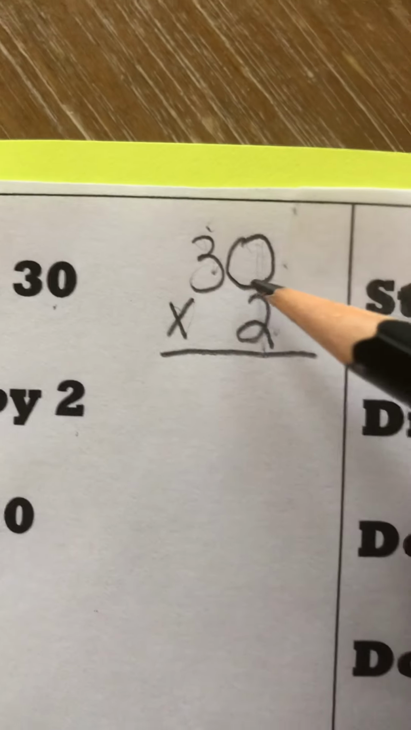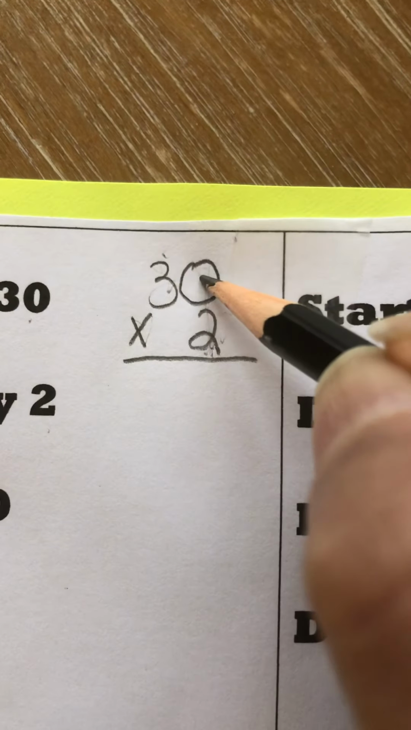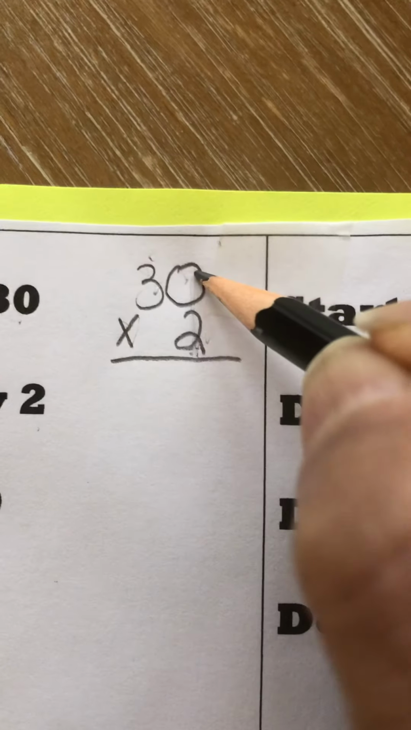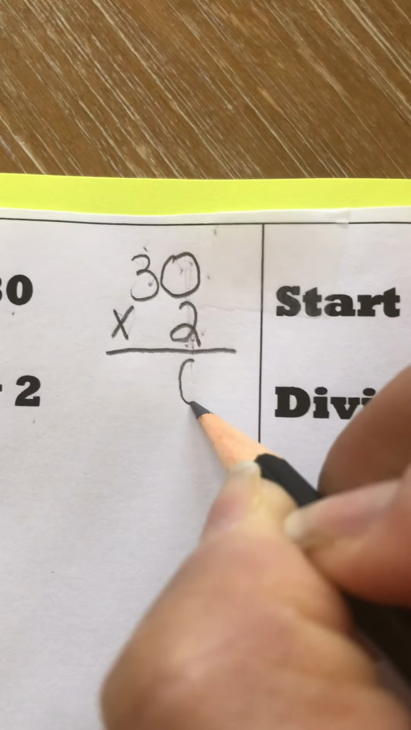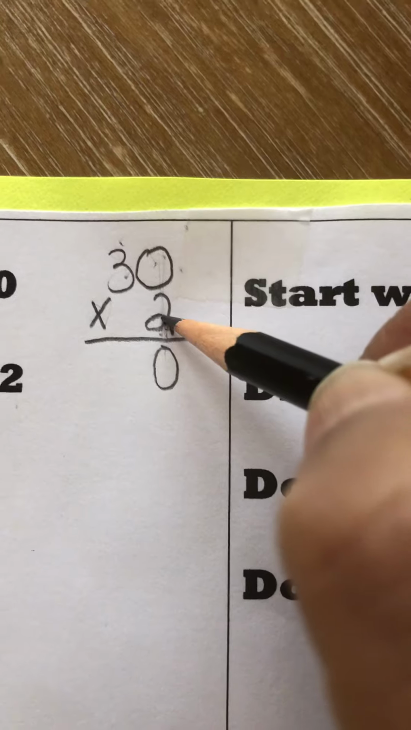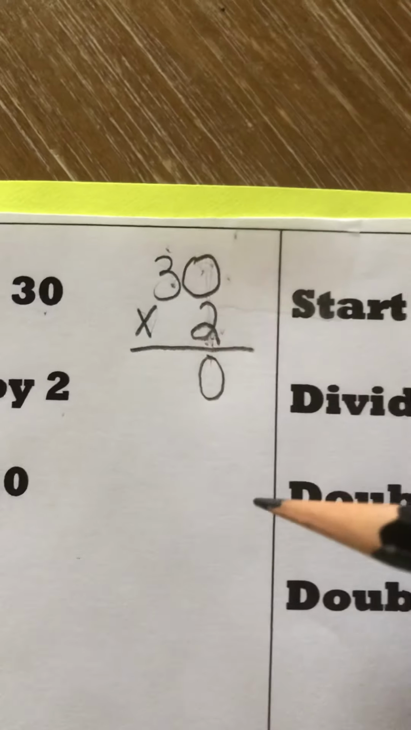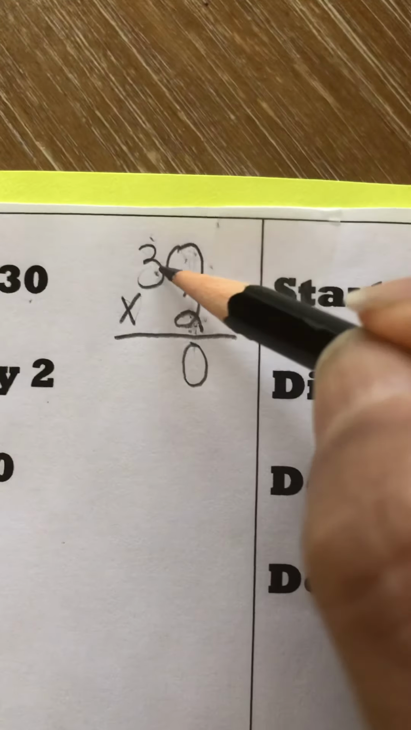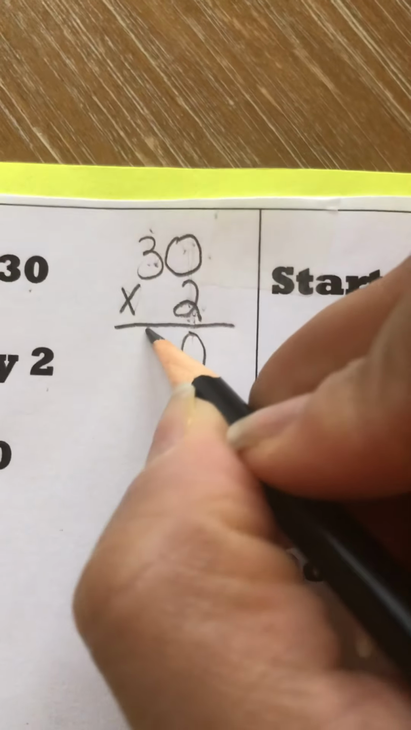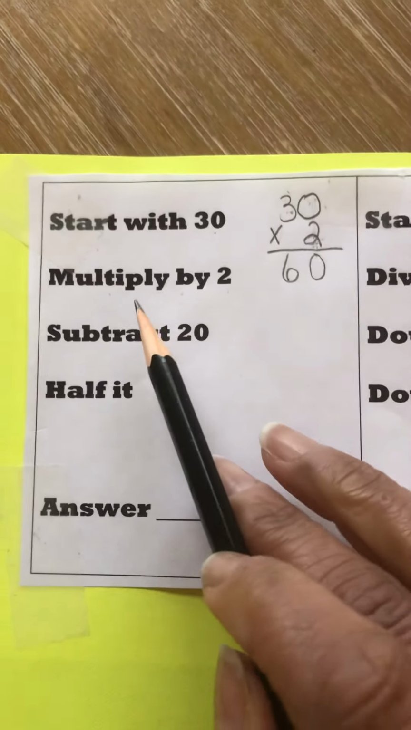We're going to start in the ones place. We're going to take the number 2 and multiply it by 0. What is 2 times 0? If you said 0, you are correct. Now we take the 2 again in the ones place and multiply it by the 3 in the tens place. What is 2 times 3? It is 6. So there's our answer. So now we've done multiplying by 2.